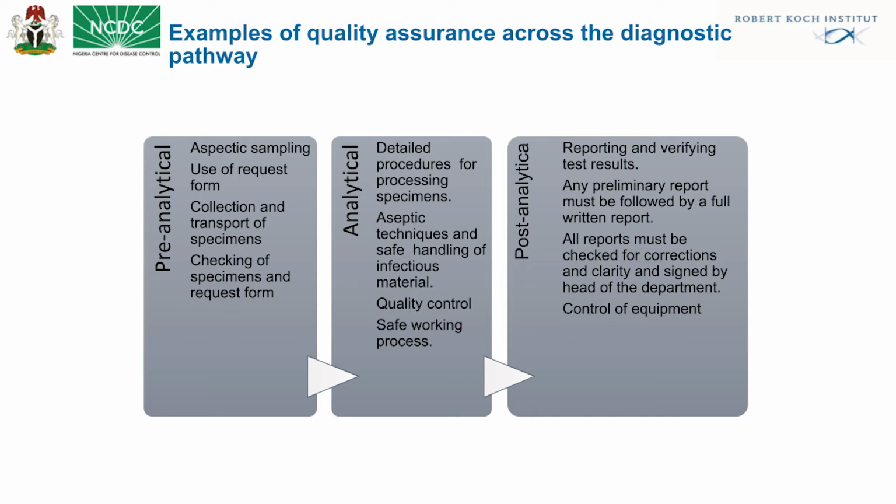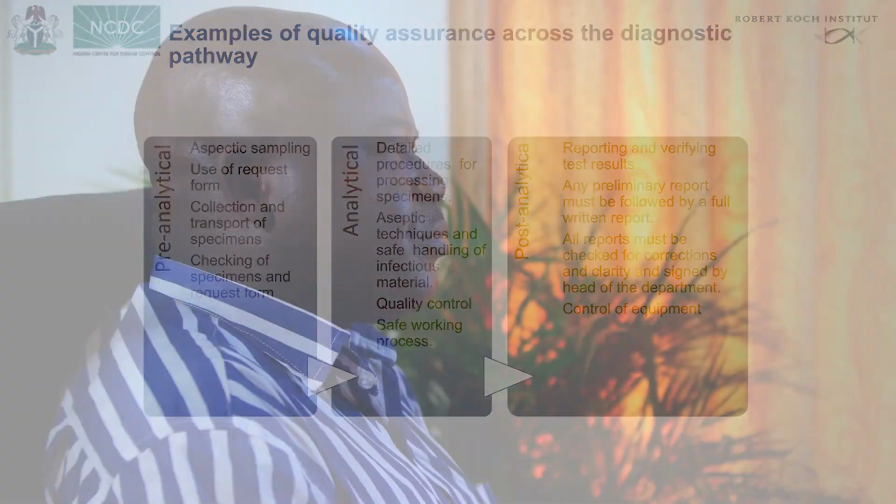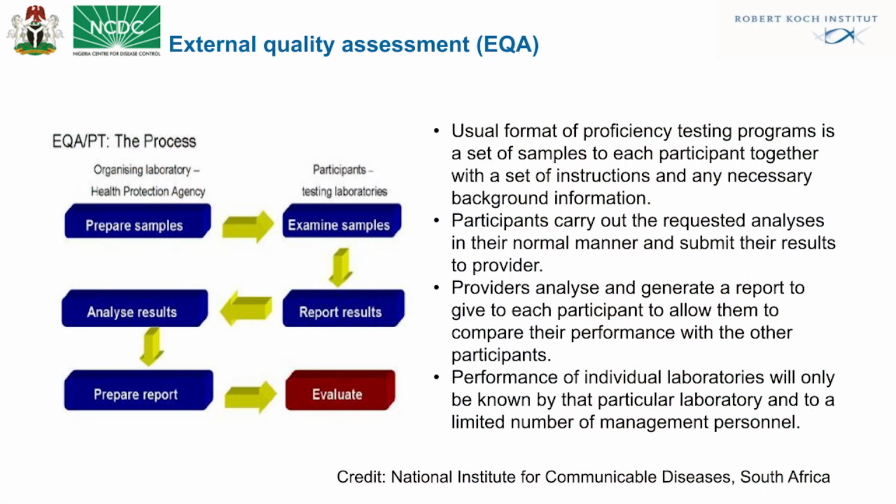At the post-analytical stage, we report and verify our test results. Any preliminary report must be followed by a full written report. All reports must be checked for corrections, clarified, and signed by the head of the department. Control of equipment. External quality assessment. This diagram is telling us about the process we need to follow in order to have accurate, reliable, and timely results.